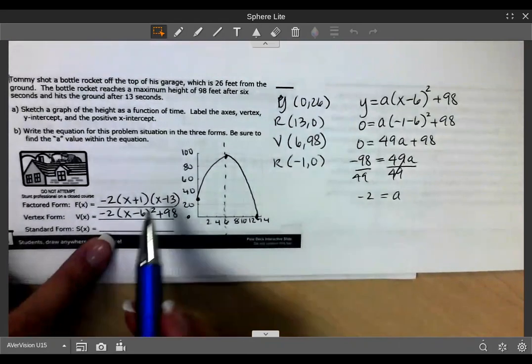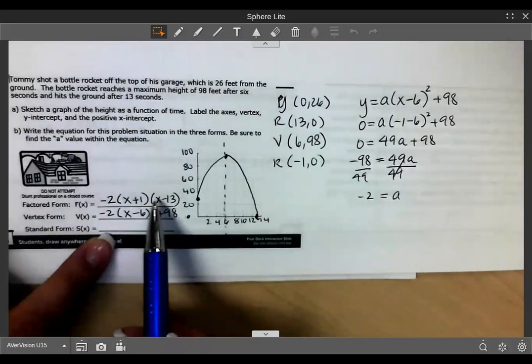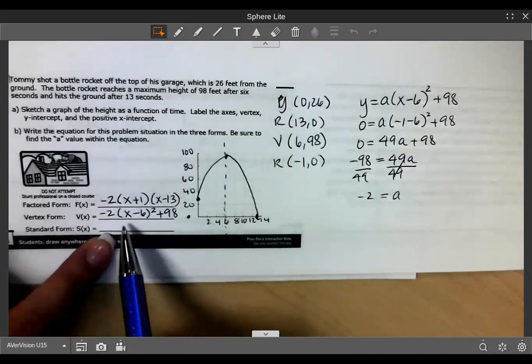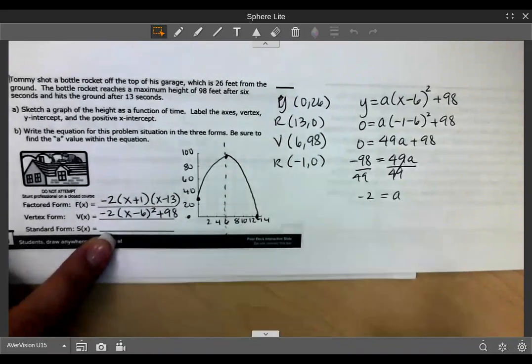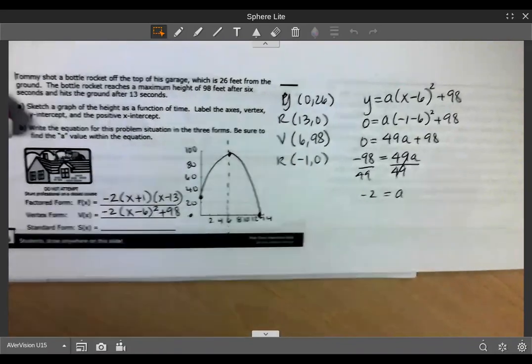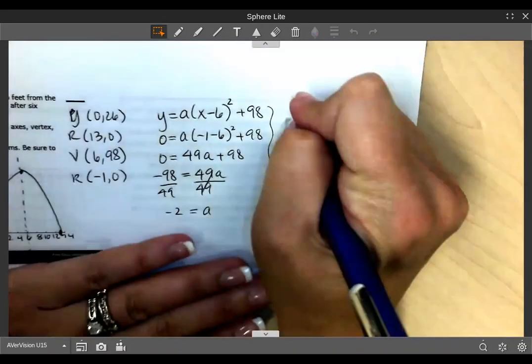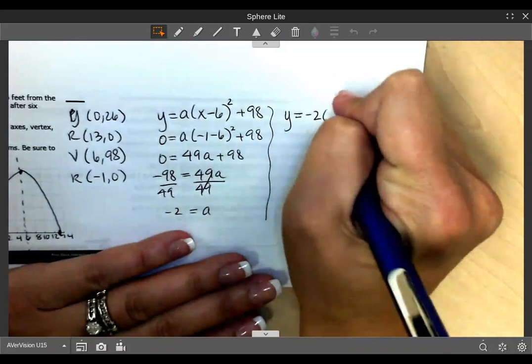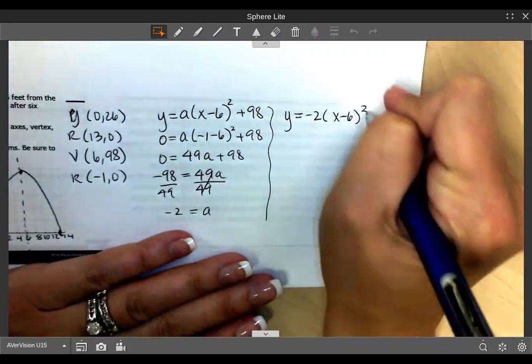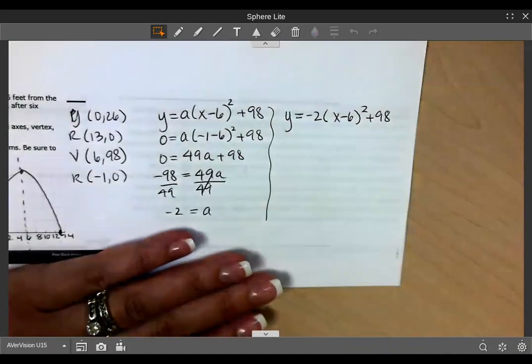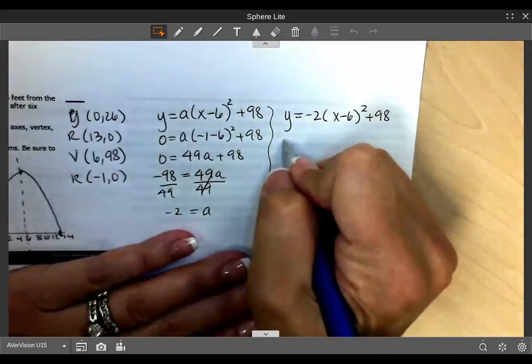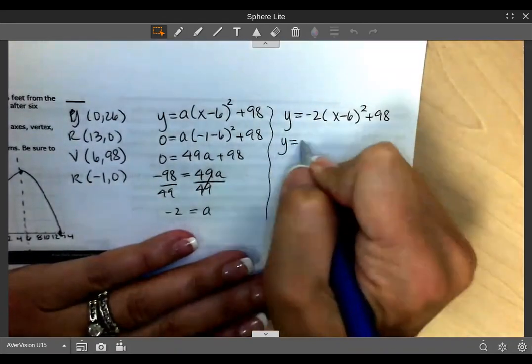For the standard form, I either FOIL out the first one, the factored form, or I multiply out the vertex form. Either one is going to work. So I'm going to go ahead and come over here so that I can show you how that works. So we've got our vertex form like this. And so we get y is equal to -2.